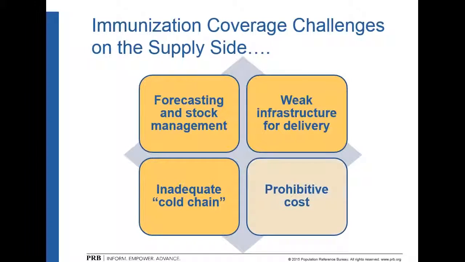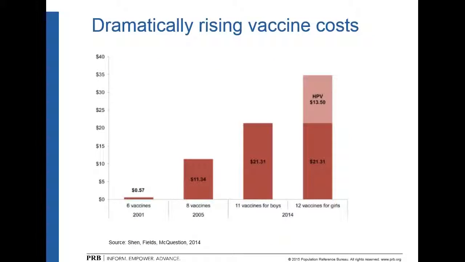And then finally, the cost of vaccines themselves can still be prohibitive in many countries, especially in the face of competing priorities. So this graph here is from a commentary that was published last year in the journal Global Health: Science and Practice. And this commentary highlighted the fact that the cost of the recommended full schedule of vaccines in the developing world has risen from about 57 cents per child in 2001 for a set of 6 vaccines to more than $21 per child in 2014 for a set of 11 vaccines, because the recommended schedule has been increased over time. And then, as you can see here in the graph, adding HPV for girls would increase the cost substantially.